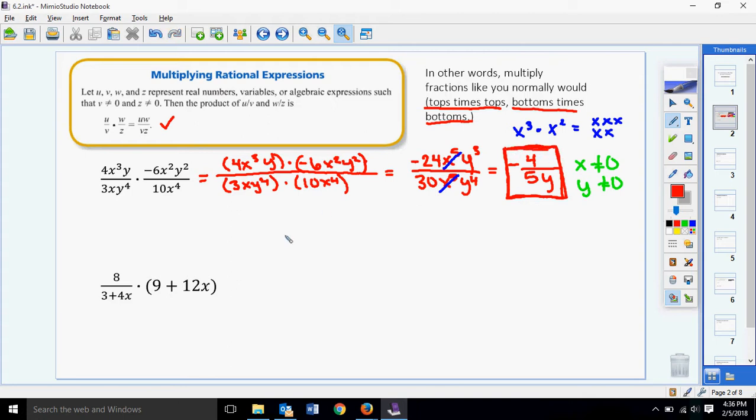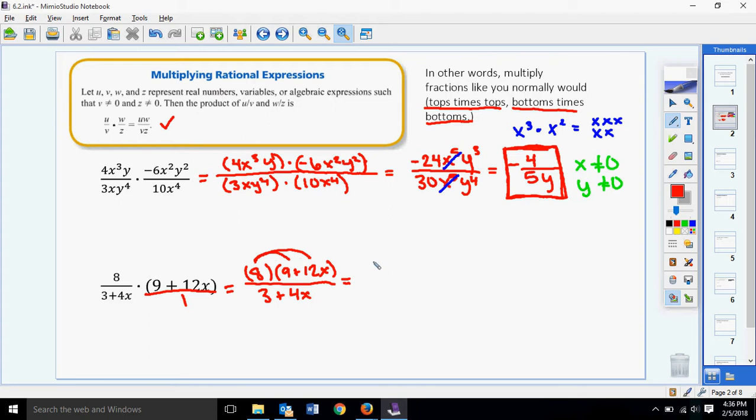Let's look at the next example. Now, this may not look like two fractions, but really it is. Remember, this can be written as a fraction over 1. So I'm going to multiply my numerators. I have 8 times 9 plus 12x. And in the denominator, I have 3 plus 4x times 1. Well, anything times 1 is just itself, so I'm going to leave it as is. Now, when I multiply my numerator, I'm going to make sure my 8 gets distributed to both terms.